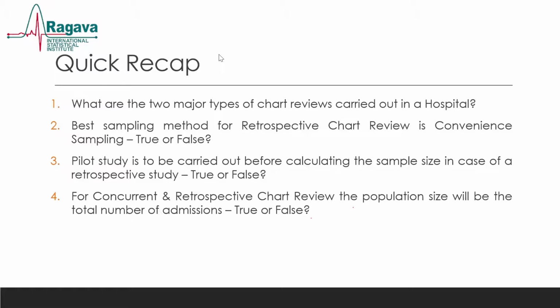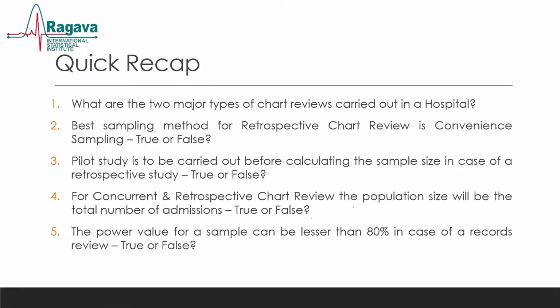And for retrospective, what did I say was your population size? The main difference between your concurrent and your retrospective sample size, exactly. Your total number of discharges will be your sample size. So it cannot be true. The answer is false. So we'll move on to the last question with regards to your recap.